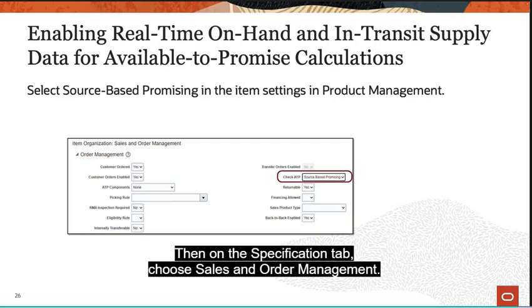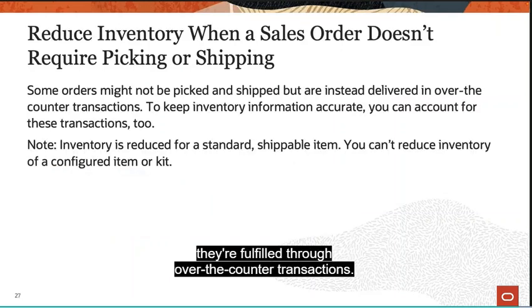Some orders aren't picked and shipped. Instead, they're fulfilled through over-the-counter transactions. To keep your inventory balances accurate, you can capture those transactions as well. Note, inventory is reduced only for a standard shippable item. You can't reduce inventory for configured items or a kit.